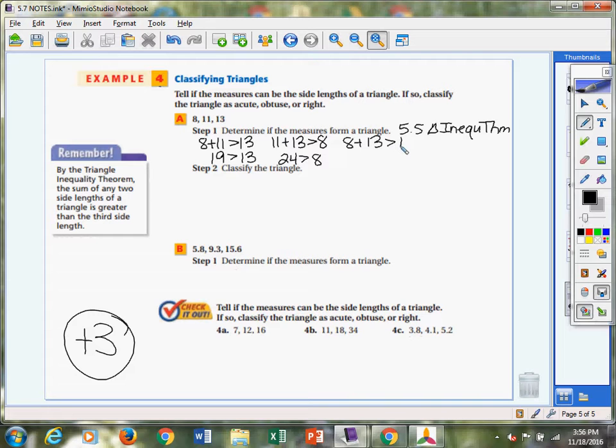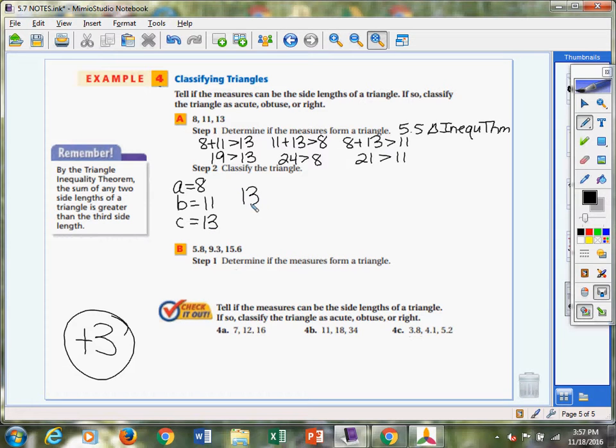Okay, so as you may recall from 5.5, what that tells us is, hey, we got a triangle. We know for a fact this is a triangle because it passed the Triangle Inequalities theorem, okay? Now we get to classify it. We're going to use the Pythagorean theorem to help us along the way. So 8's our smallest side. We're going to call that A. Our middle side length is 11. We'll call that B. Our longest one is always going to be put in the hypotenuse position.